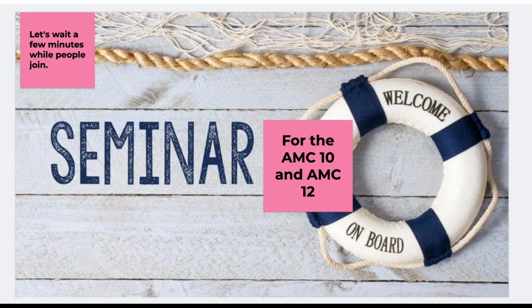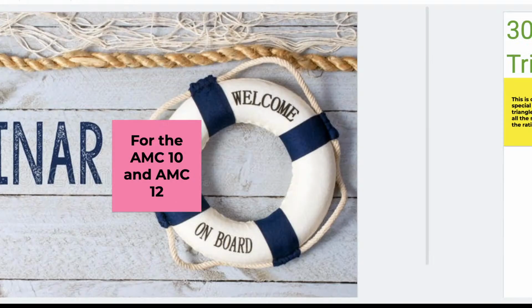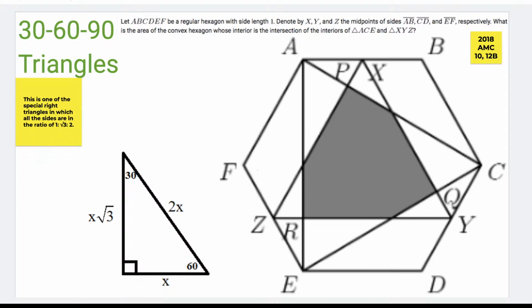So let's get started with our first concept, which is on 30-60-90 triangles. Now this is a special right triangle in which the ratio of the sides is always 1 to the square root of 3 to 2, and this will always be true for all 30-60-90 triangles. Pretend the side opposite to 30 is x, then the side opposite to 90 degrees will always be 2x, and the side opposite to 60 degrees will always be x times the square root of 3.